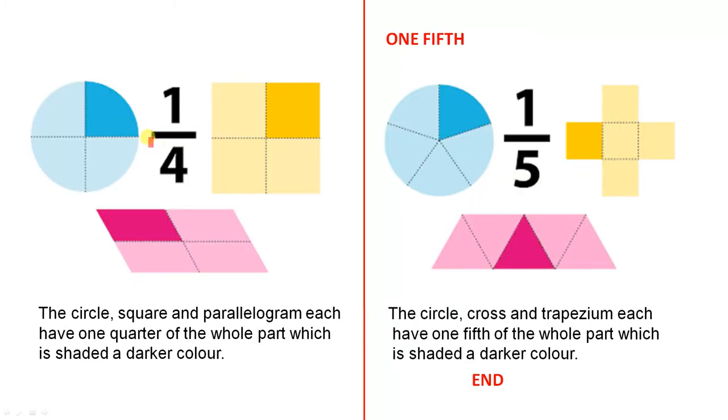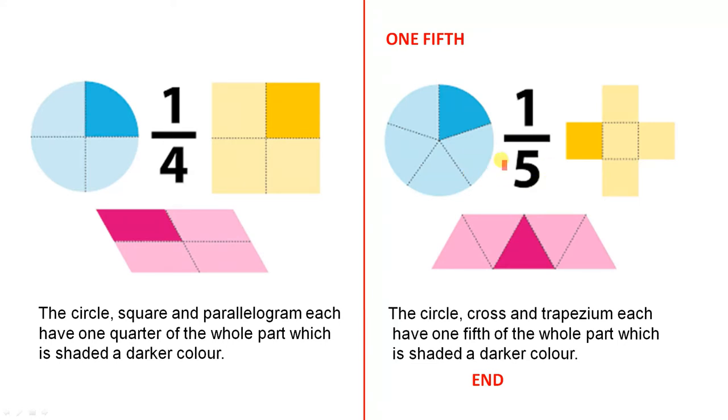And here's another example of 1/4. The circle, square, and parallelogram each have 1/4 of the whole part which is shaded a darker colour. I'll just do this one example here, and those 3 are the same. Here we have 4 equal parts. That represents the denominator. Only one part is shaded a darker colour, which represents the numerator, and that's why it's 1 over 4.